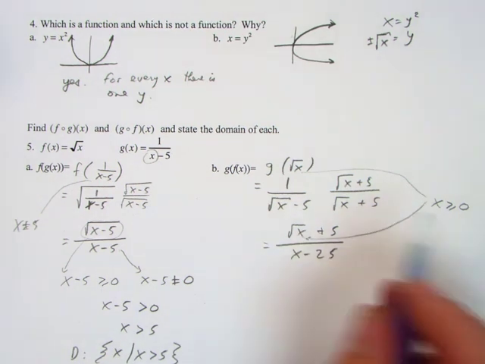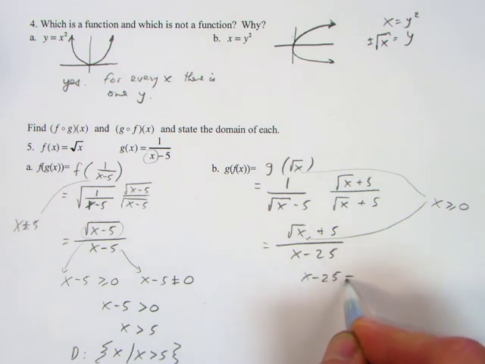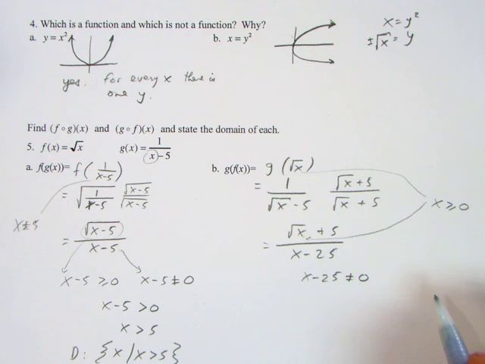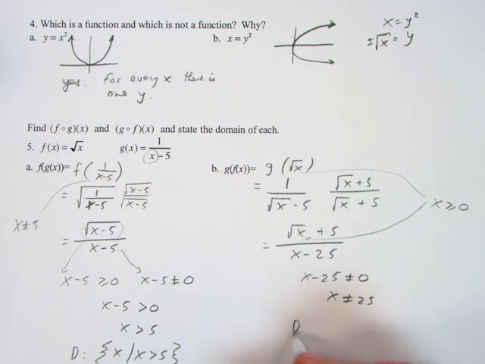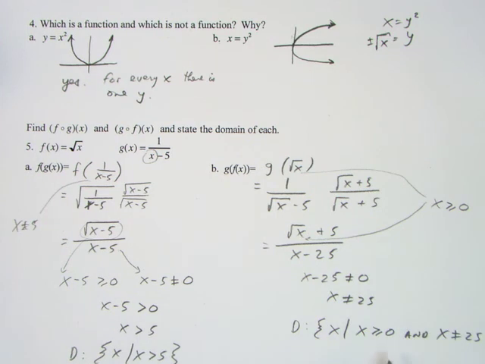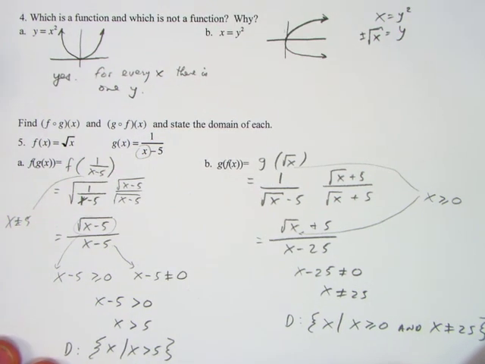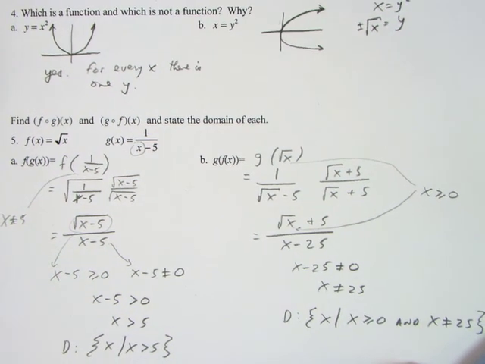Is there anything else in this problem? Well, we can't have the denominator equal to 0, so x minus 25 cannot equal 0. So we get x cannot equal 25. Now we just need to put those together. So we'll say the domain is all values of x such that x is greater than or equal to 0 and x cannot equal 25. So it's where those things overlap. It's also possible to say between including 0, between 0 and 25, not including 25, and then greater than 25. Or we could just write it like this.